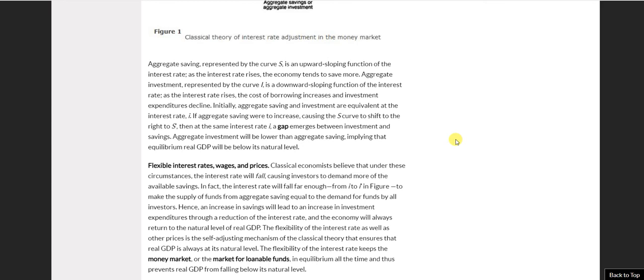The flexibility of interest rates, as well as other prices, is a self-adjusting mechanism of classical theory that ensures that real GDP is always at its natural level. The flexibility of interest rates keeps the money market, or the market for loanable funds, in equilibrium all the time and thus prevents real GDP from falling below its natural level.